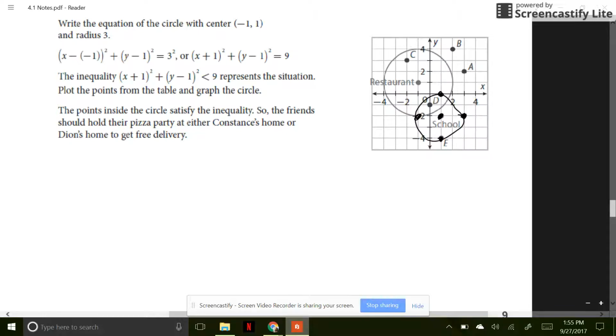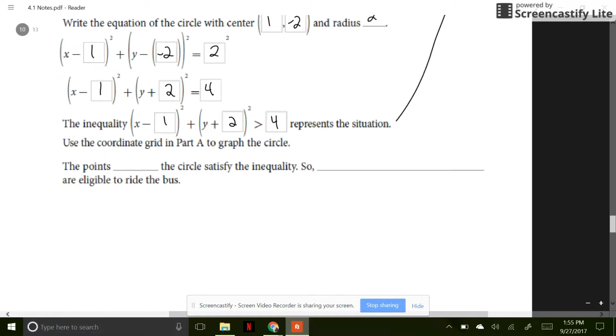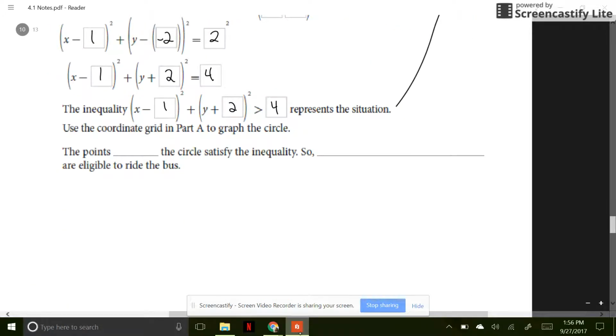So we're trying to determine which points are outside of that circle. Point C, point B, and point A are all outside of the circle. Unfortunately, E lies on the circle, so it's not going to count. And then D is inside the circle, so it won't count either. So again, the points outside the circle are the ones that count. So that means the students at A, B, and C are eligible to ride the bus.